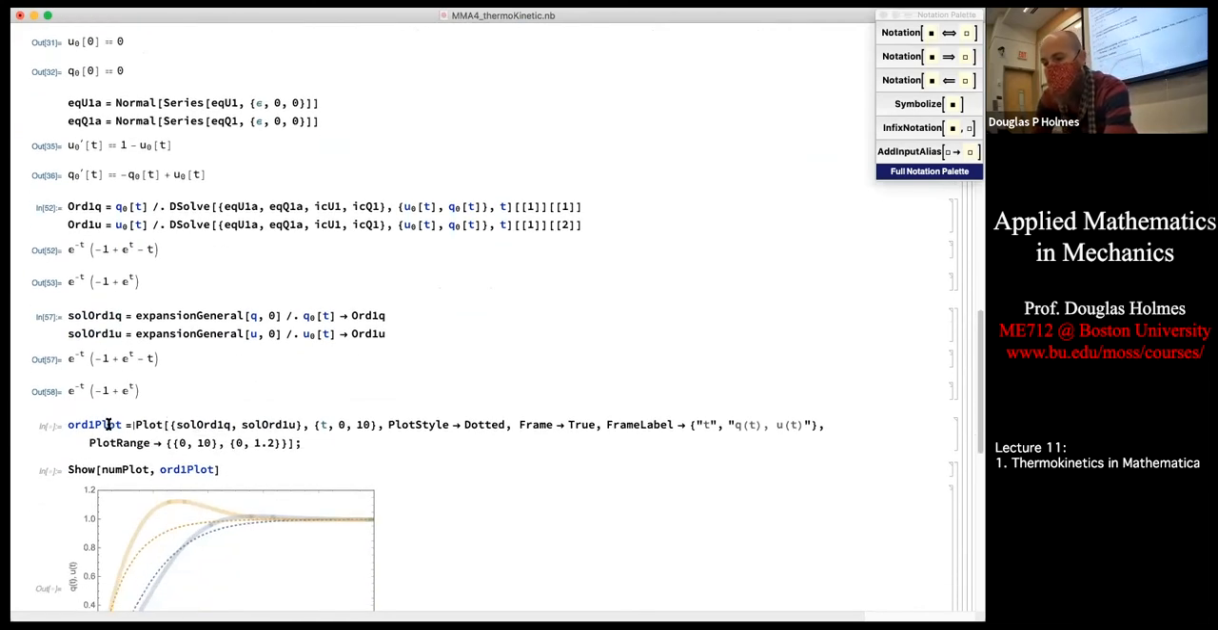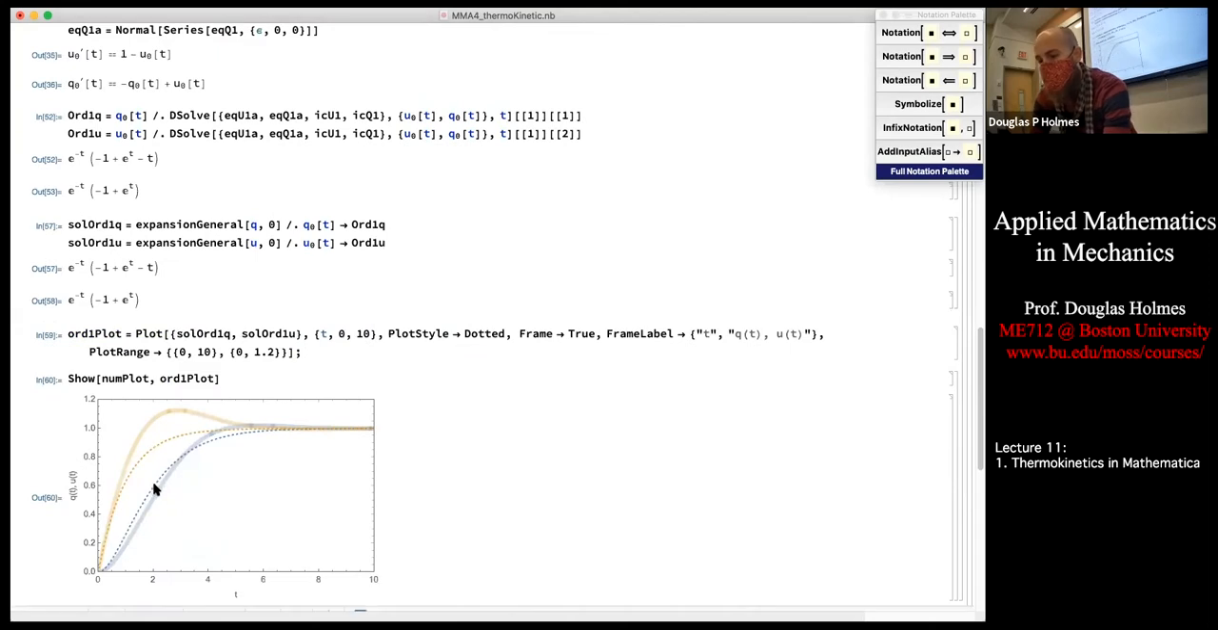So to plot it, I'm just going to store my plot as a variable, and I'm going to plot my solution at order 1 for Q and for U, over the same time domain. I'm going to plot it dotted and label a bunch of stuff. And then I can show my plot with my numerical solution. And this just reinforces what we started out talking about. We said that for this particular problem, linearizing it and solving it when epsilon is equal to 0, you still captured the dynamics at early time and at late time.